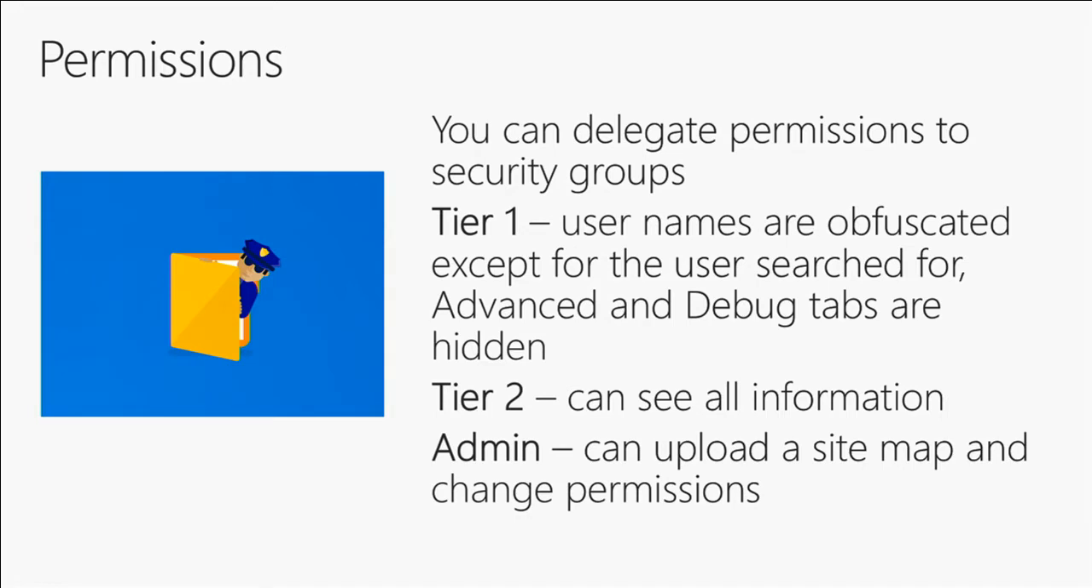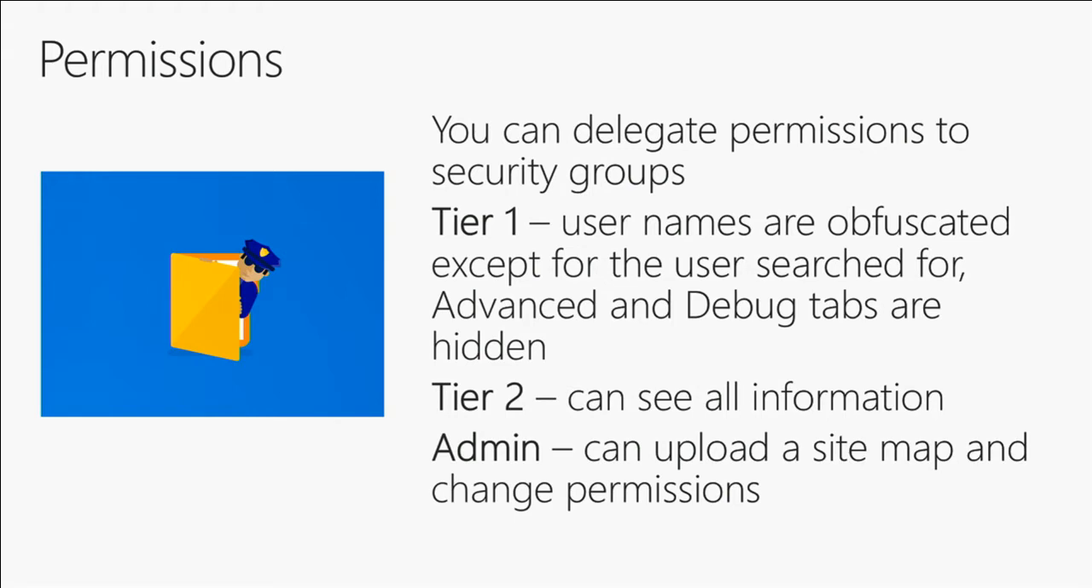So we've actually created a tiered system for permissioning. Very, very simple. You have a security group. In our console, you just add the security group to the tier you want to give access to. So for Tier 1, they could search for users. They could search for William, but they wouldn't be able to see who William was meeting with. They wouldn't have any names.